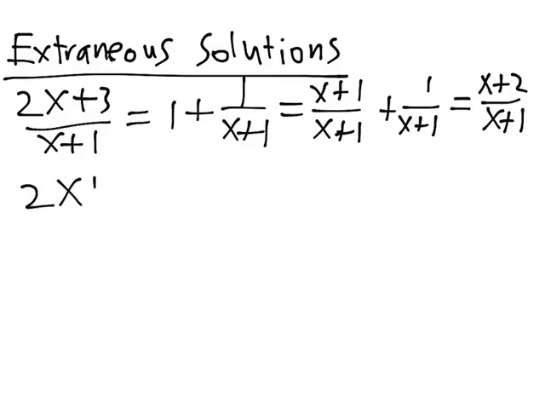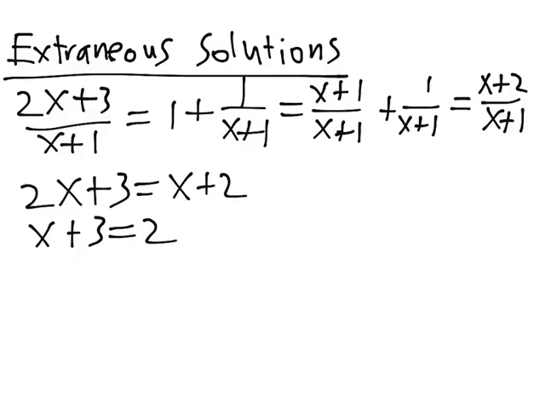This will give us 2x plus 3 equals x plus 2. If we subtract x from both sides, we'll have x plus 3 equals 2. And then subtracting 3 from both sides, we have x equals 2 minus 3, which is minus 1. But if we try plugging minus 1 back into our original equation for x, then we'll see that both sides are actually undefined, so the equation doesn't even make sense, since x plus 1 would be 0.